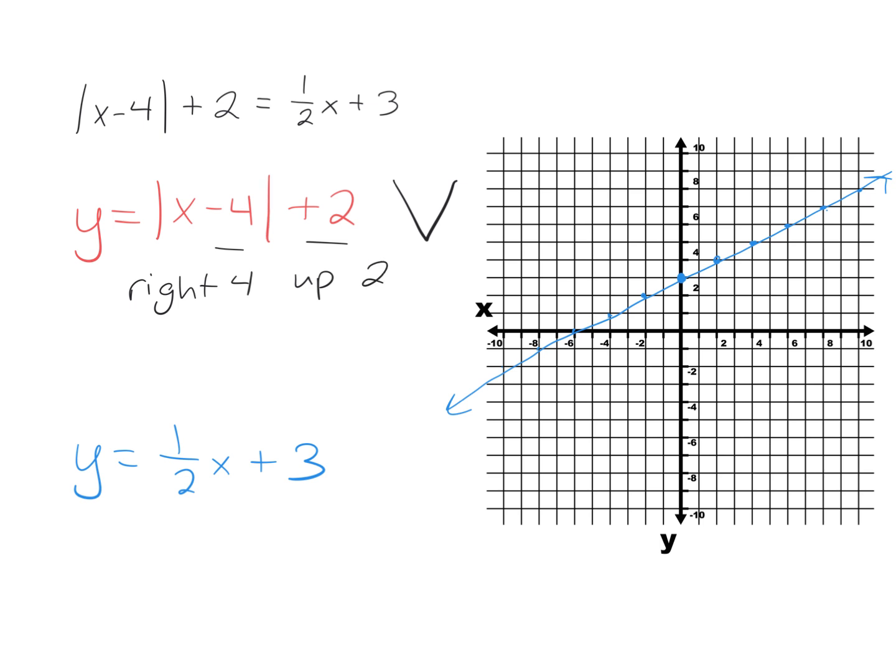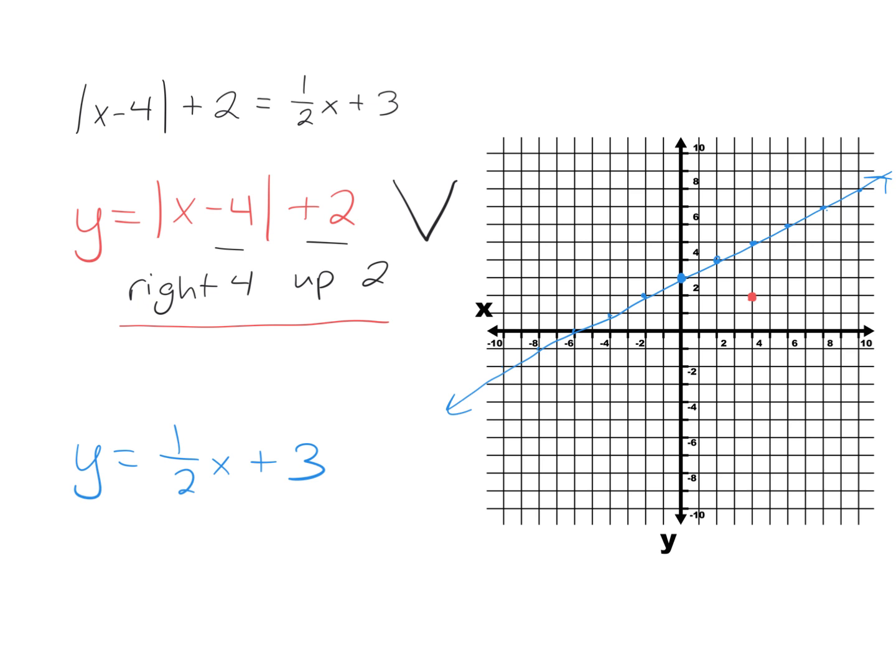Remember, if it's inside with the x, that's moving the x value, and you have to think the opposite direction. If it's outside the absolute values, that's moving your y value, and that one's the way you think. So starting at the origin, I go right 4, up 2. So my new starting point is here. Right 4, up 2, because that's what we just said.